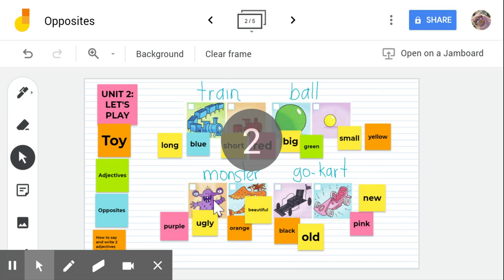So the monsters are purple and ugly. This one orange and beautiful. This go-kart can be described as black and old. This one is big and new.